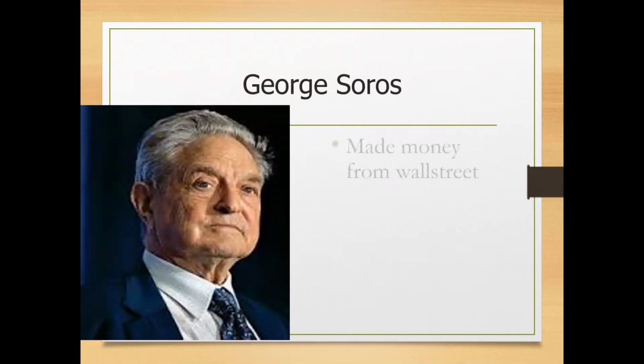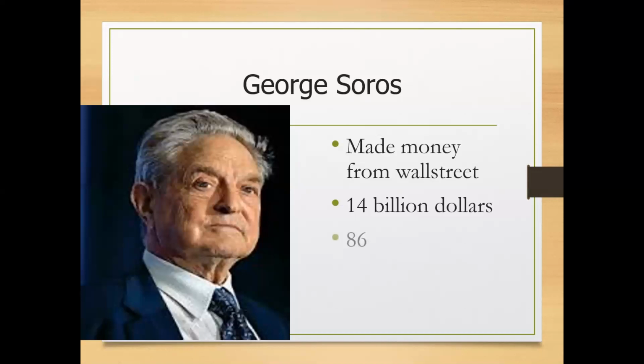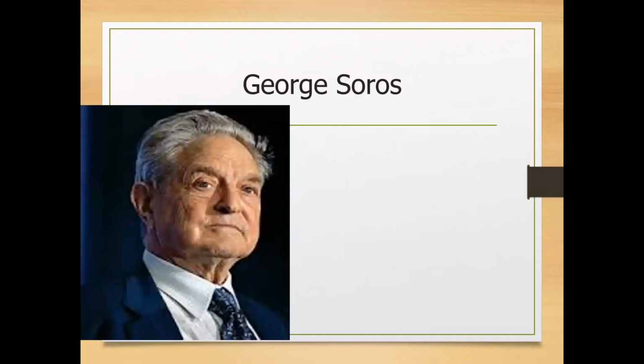On the left, the guy who's brought up the most is George Soros, and he is an immigrant to the United States, and he made money from Wall Street as well as from currency, betting against different currencies. He is super rich, and he is elderly, and he says he donates around $100 million a year to different progressive causes.